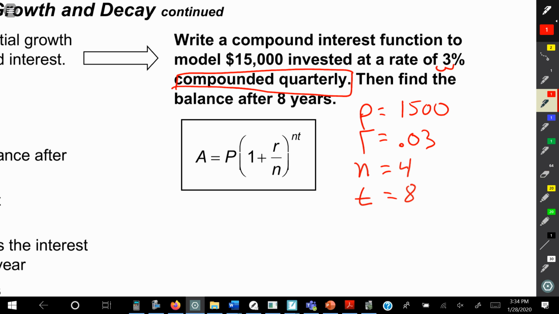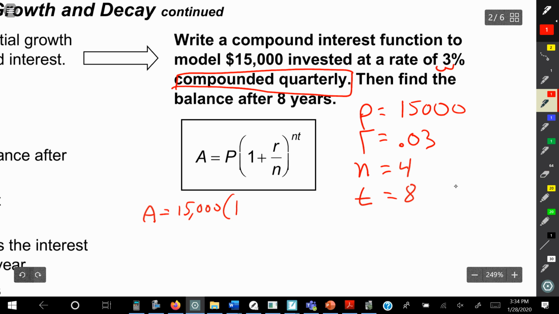Now I'm going to write all of this out into the formula, everything but A. So A is equal to the P, which is 15,000, open parentheses, 1 plus the rate, which is 0.03, divided by the n, which is 4. And we're going to raise that to the n, which is the same 4, times 8, which is the time. I'm going to put this in parentheses as well.